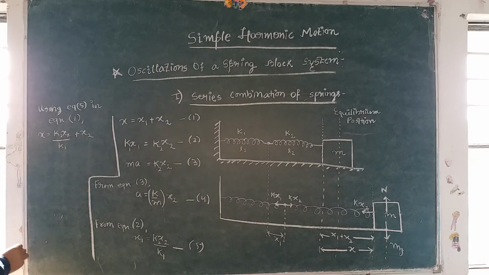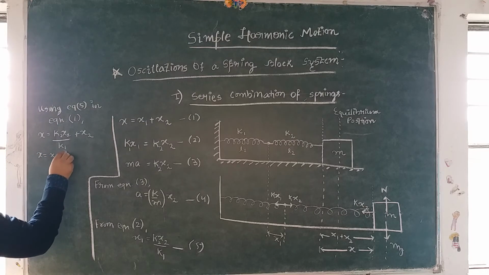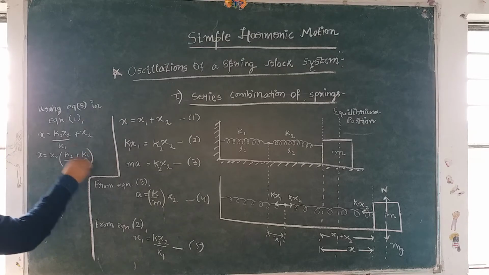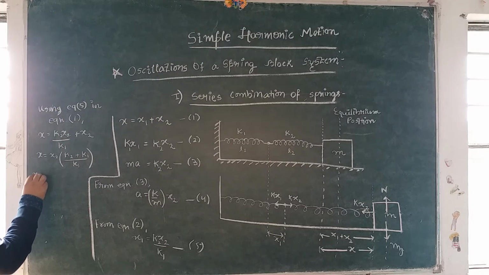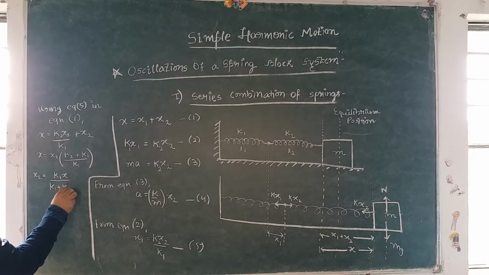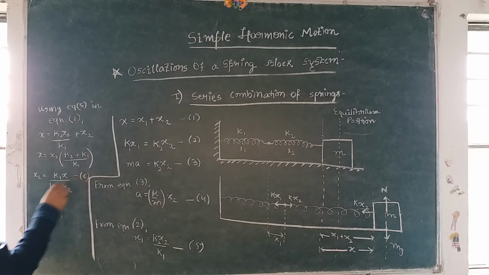So from here, can you find out the value of x2? You can take out x2, so it will be K2 plus K1 upon K1, right? And from here the value of x2 comes out to be K1x upon K1 plus K2, right? And now let's say this is equation 6. Now using equation 6 in equation 4.